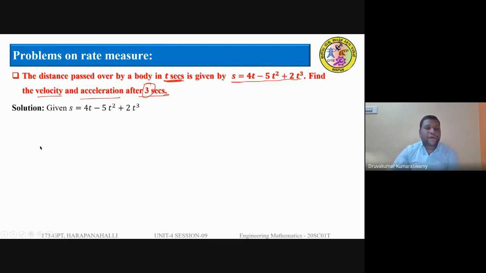Okay. So for that first we have to write s is equal to 4t minus 5t square plus 2t cube. So that is what they have given. So to find velocity we have to differentiate this with respect to t. When displacement is given and we have to find velocity, we have to differentiate the displacement with respect to t.